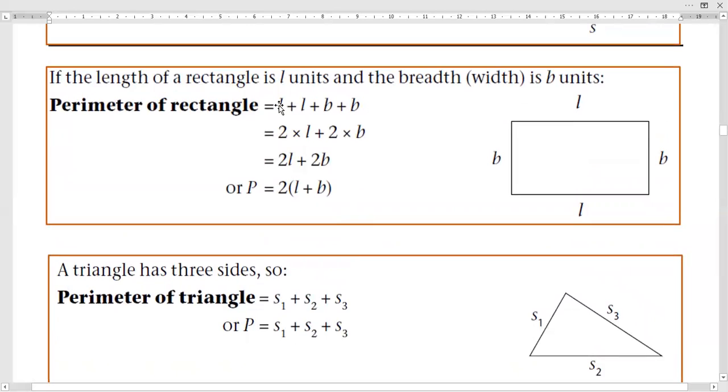For the perimeter of a rectangle, we can go length plus breadth plus length plus breadth. Or we can go, well, we've got 2 lengths, so let's just go 2 times the length and 2 times the breadth, and then you add them together. So you'll get 2 times the length plus 2 times the breadth. Or what you can do is say, let me go length plus breadth. So add the length and the breadth together, and then multiply that answer by 2. So you can do it that way as well.